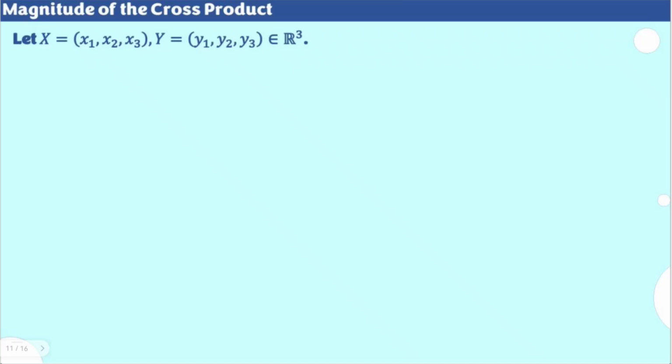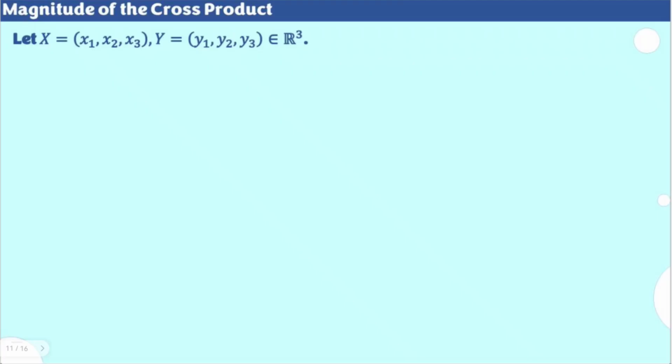In the previous video, we talked about the cross product, together with the derivation of the formula, its discussion, and a certain example. This time, let's talk about the magnitude of the cross product. The magnitude of the cross product is just the length of the vector corresponding to the cross product of two vectors.